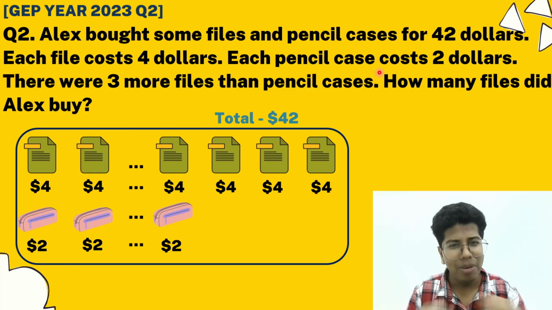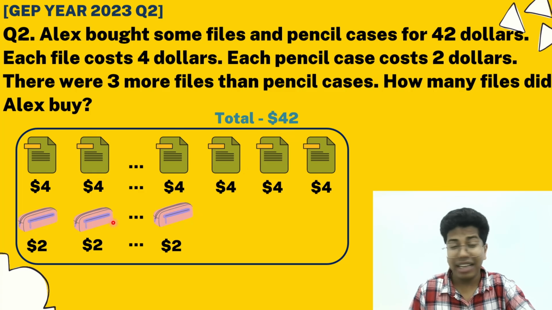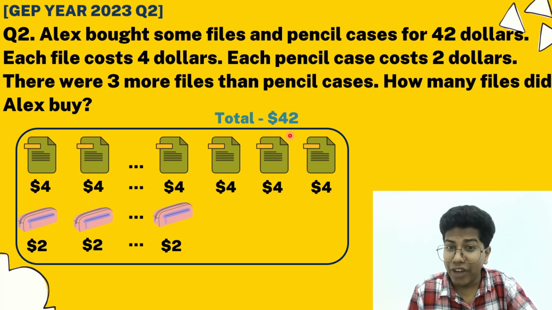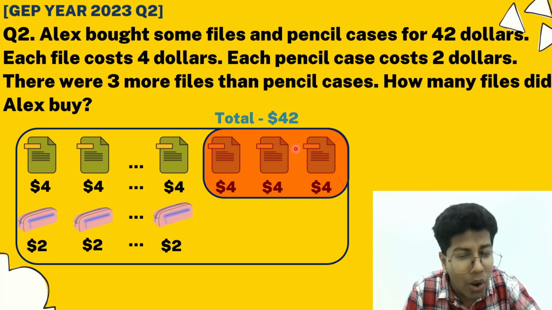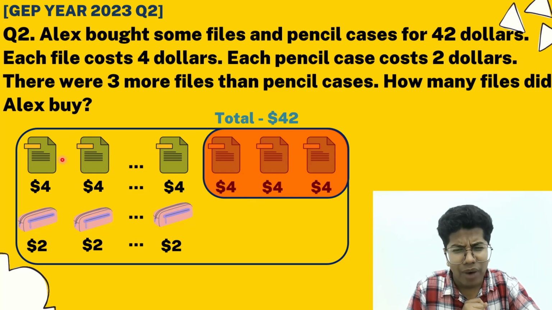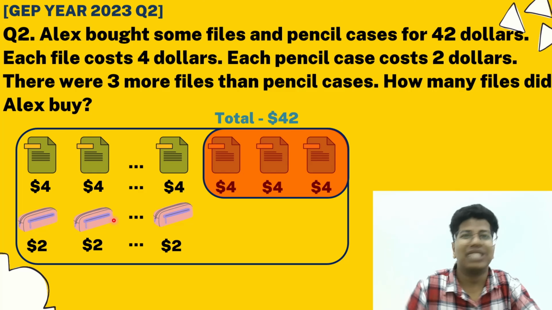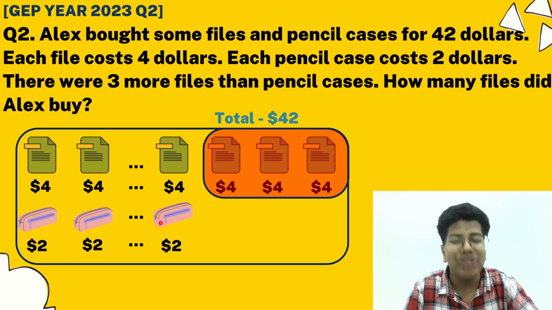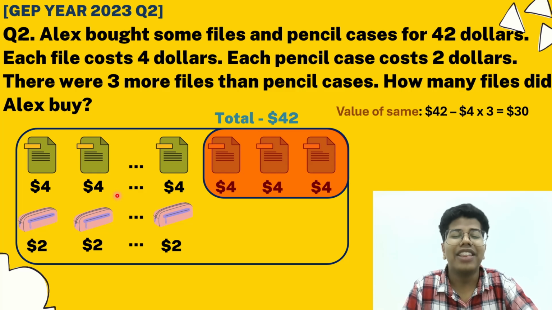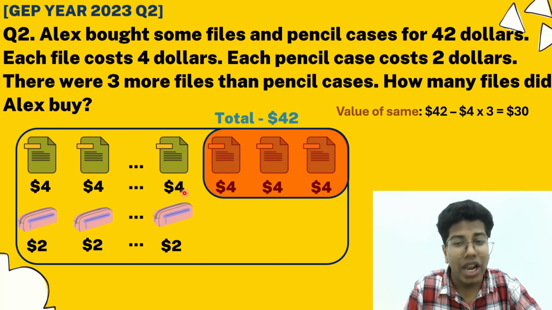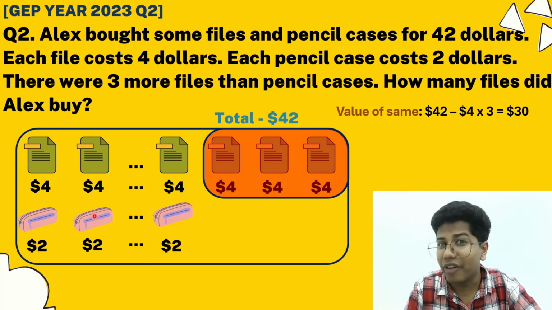Now, in our question, the problem is regarding the files and the pencil cases. Is the number the same? No, the files are 3 more. But for these 3 more files, we know the total cost is nothing but 4 times 3, which is $12. So can we find out the cost of the same part? Yes, we can. If we remove this 4 times 3 from this 42, we can easily get the price of the same part. So let's first find out the value of the same part. From this 42, we remove this 4 times 3 and that is nothing but $30. So this $30 is for the number of files and the number of pencil cases.